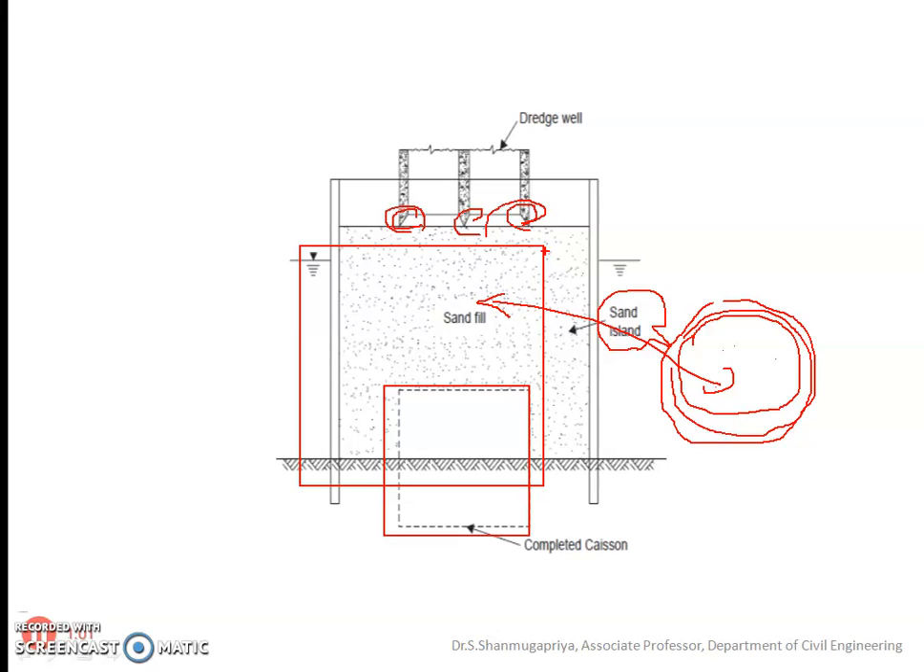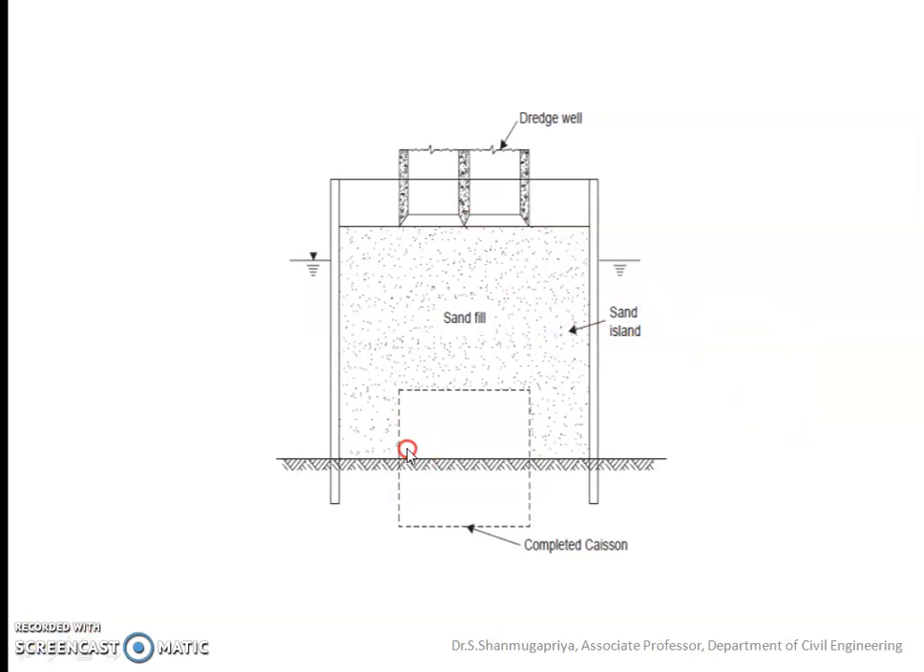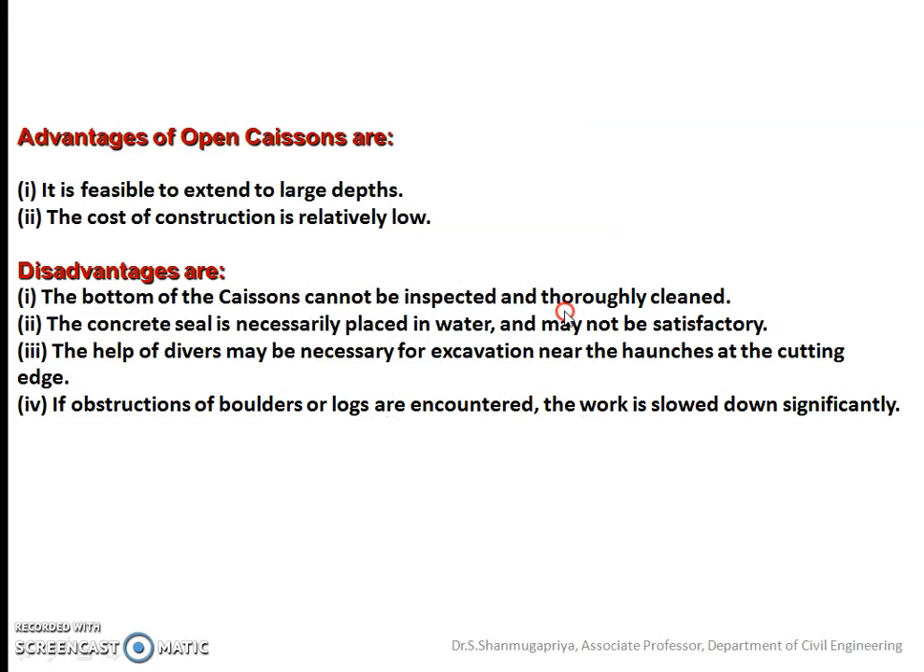These are the ways by which you can do the sinking of the caissons. Upon reaching the final depth, you seal the bottom with concrete, and after sealing, the water inside is pumped out. This is how you do the construction of the open caisson. I hope the process is clear to you. I have explained clearly the artificial island method for placing the open caisson.